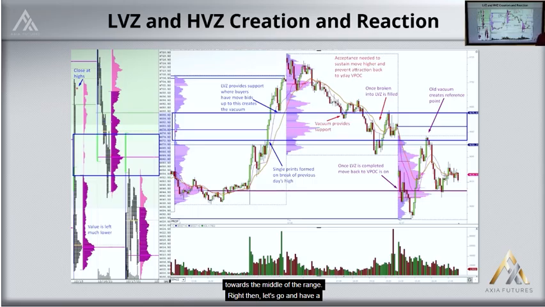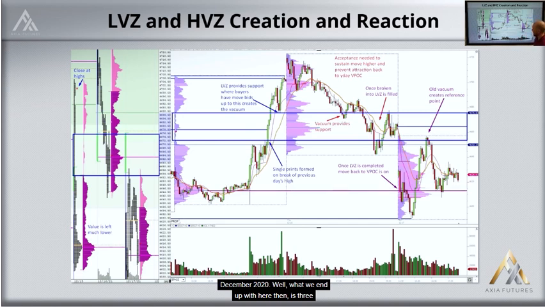Right then, let's go and have a look at the sequence of how these things get created. What exactly happens to create these low volumes, high volumes? So how they get created, the reaction to them, the time spent within them, and then the movement away from them. So this is a sequence in the S&P going into the back end of 2021, so December 2021.